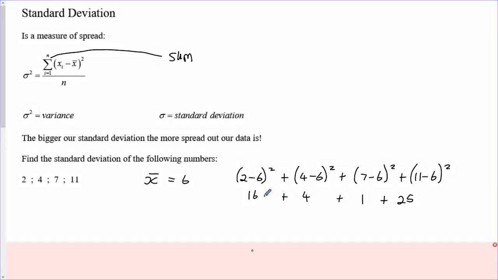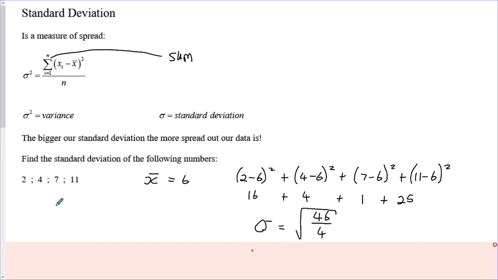All right, we add all of those up. We get 46, all right? And we divide by the number that they are, all right? So in other words, we average them. So 46 divided by 4, all right? And that is our variance. So then we would square root it to find our standard deviation. So there's the standard deviation of those numbers.